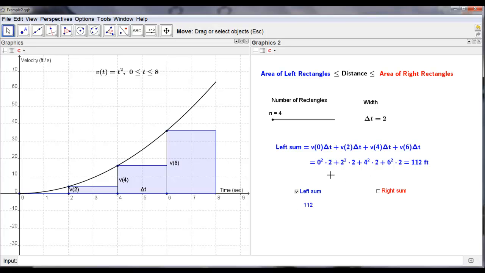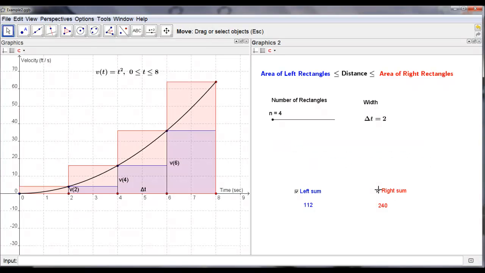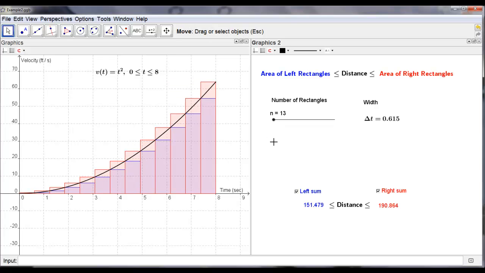And if we calculate all the areas, height times width, height times width, height times width, we get an area of 112 feet. And if we put those two things together, we can see that the distance traveled now has to be between 112 and 240, and that's a better estimate than we got when delta t was 4. So now, obviously, we want to keep increasing the value of n, the number of rectangles, and decreasing the width, delta t. So let's see what it looks like if we were to take this and move it up to, say, n equals 20.